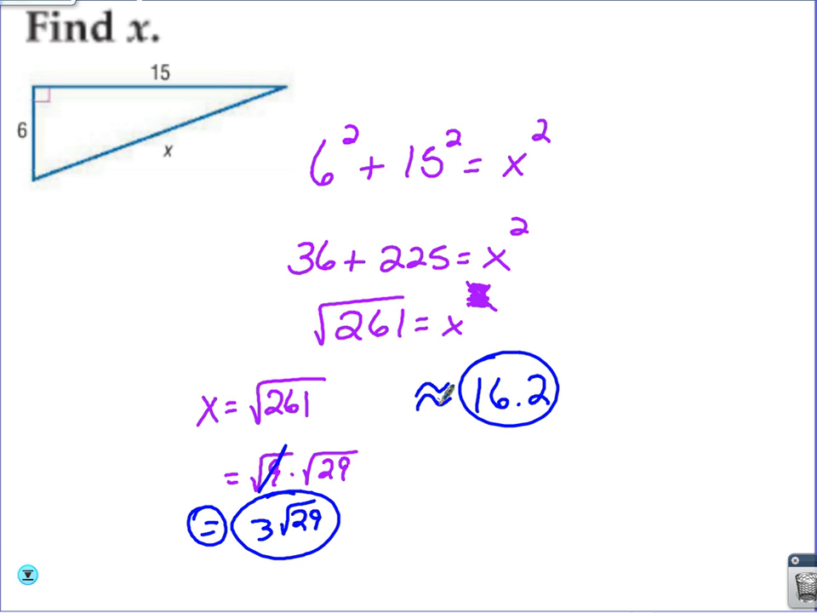The square root of 261, since it is not a perfect square root, like 16 and 25, is irrational, which means it goes forever, just like pi. There's no pattern. It could be 1, 5, 9, 3, 8, 2, 7, 4. It's just random digits after that. So therefore, that's the reason we put the squiggly equal. It's about 16.2. Any questions?